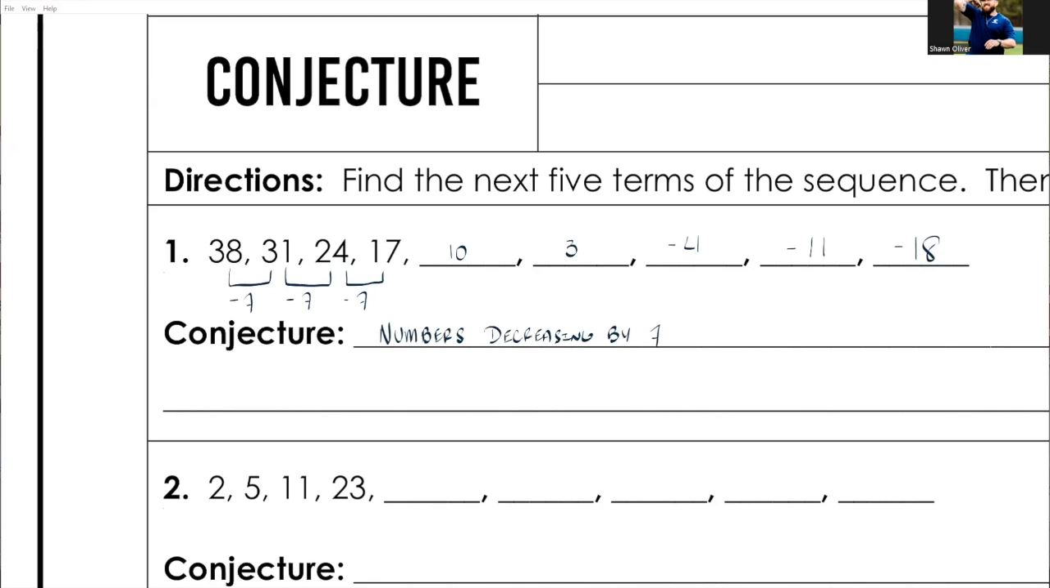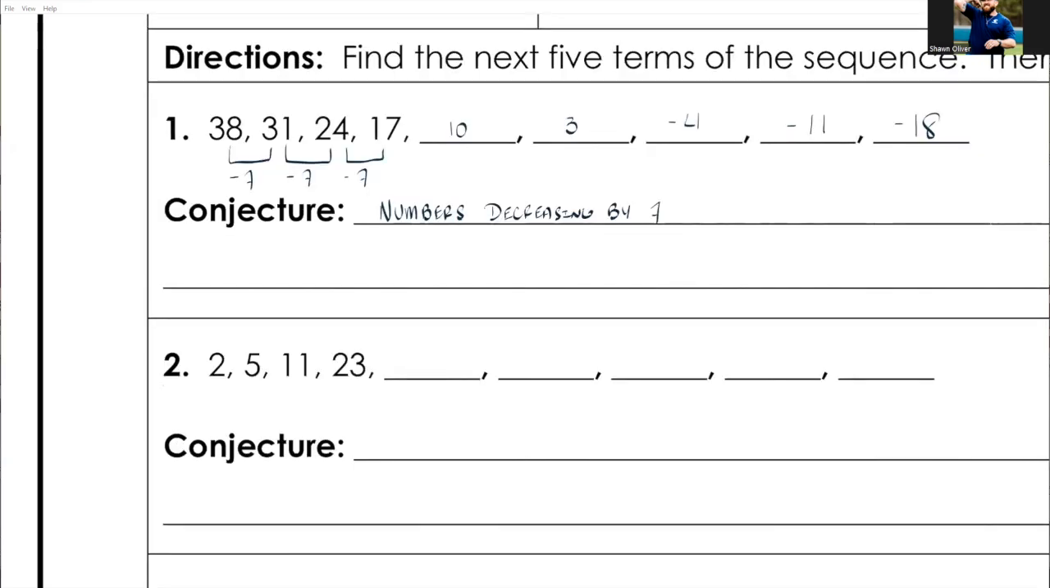Next, 2, 5, 11, 23. What do you think? Times 2 plus 1. So 2 times 2 plus 1 is 5. 5 times 2 plus 1 is 11. Does that work? So 4 plus 1, does that make 5? 10 plus 1. 22 plus 1. Okay. So what would our next 5 numbers be?